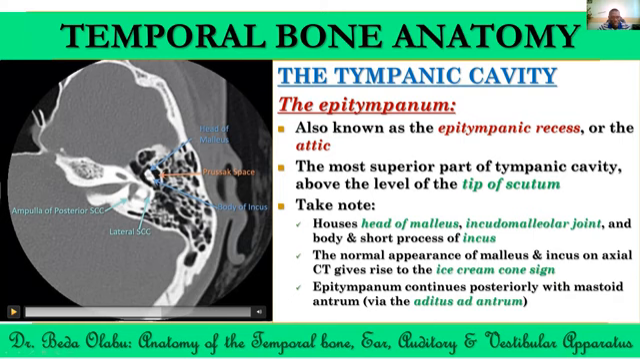And now the manubrium, or rather the side of the malleus. So this space here, that space there is what we call the Prussak's space. You can see the lateral semicircular canal now nicely.